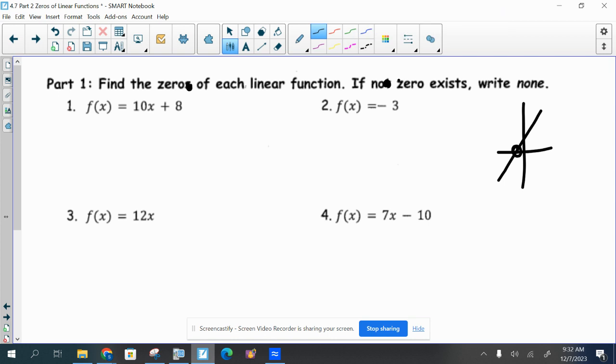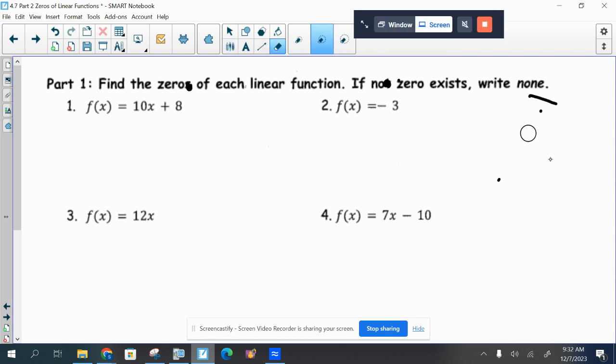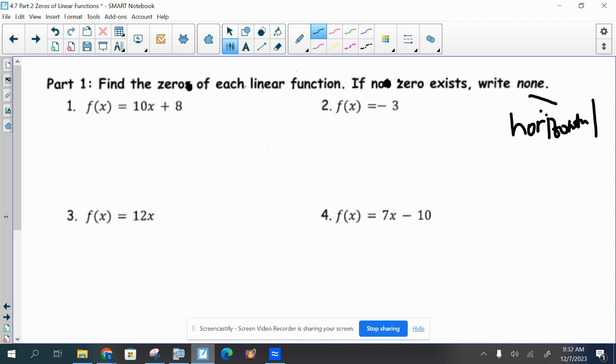Jackson? Horizontal line, yes. So horizontal lines, you might want to write that down. Horizontal lines will not have solutions because they don't have an x-intercept. They have a y-intercept, but they don't have an x-intercept. And we'll see some examples of that here.